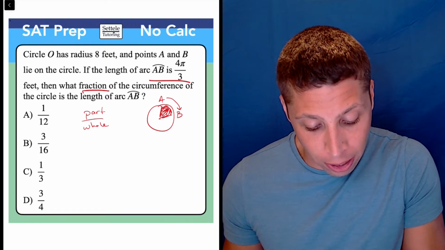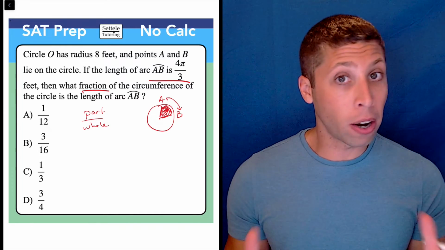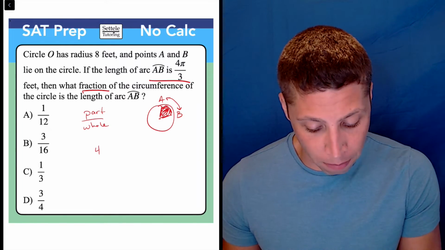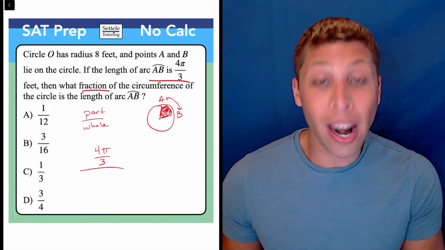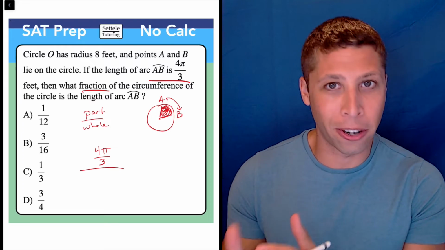It's going to be the outside arc between these 2 points. So arc AB is the part that we care about. So I'm going to put that on the top of my fraction. And I know that it's a fraction itself, but that doesn't matter. It just goes in this spot because it is a part of the circle.